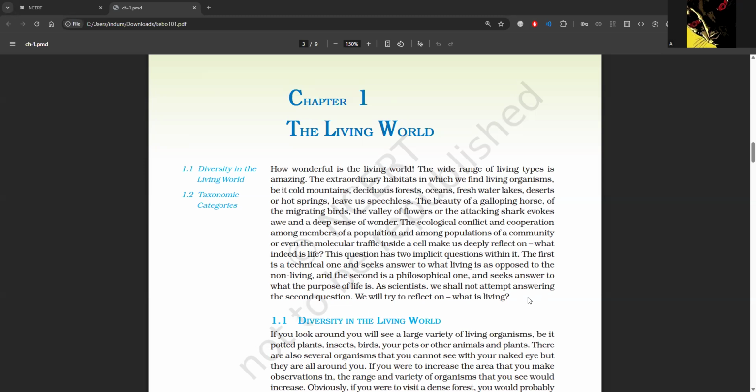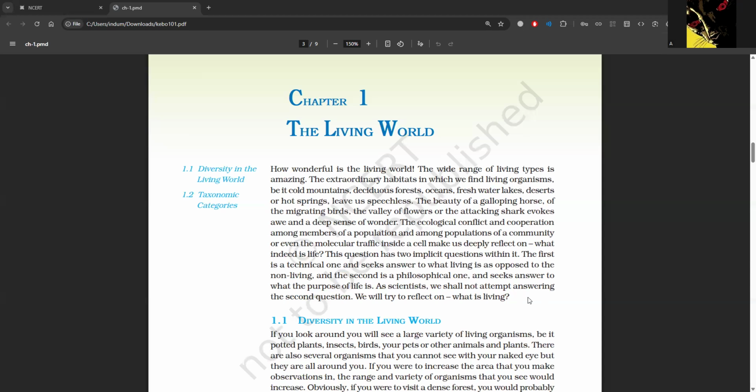The extraordinary habitats in which we find living organisms, be it cold mountains, deciduous forests, oceans, freshwater lakes, deserts, or hot springs, leave us speechless. The beauty of a galloping horse, of the migrating birds, the valley of flowers, or the attacking shark evokes awe and a deep sense of wonder.